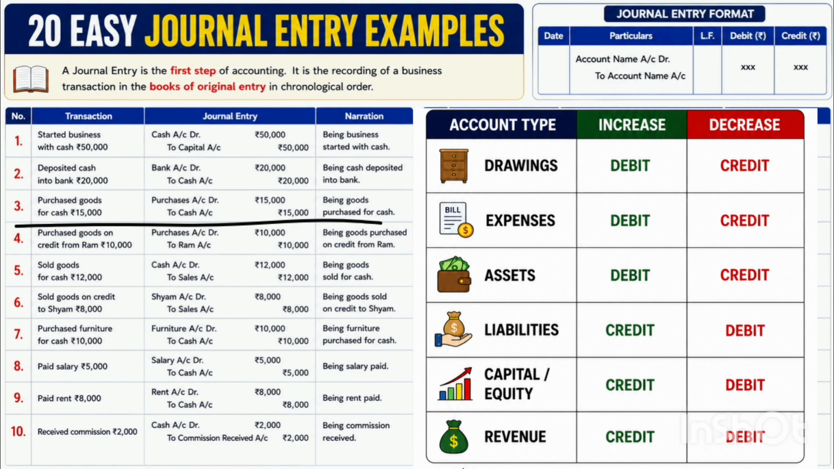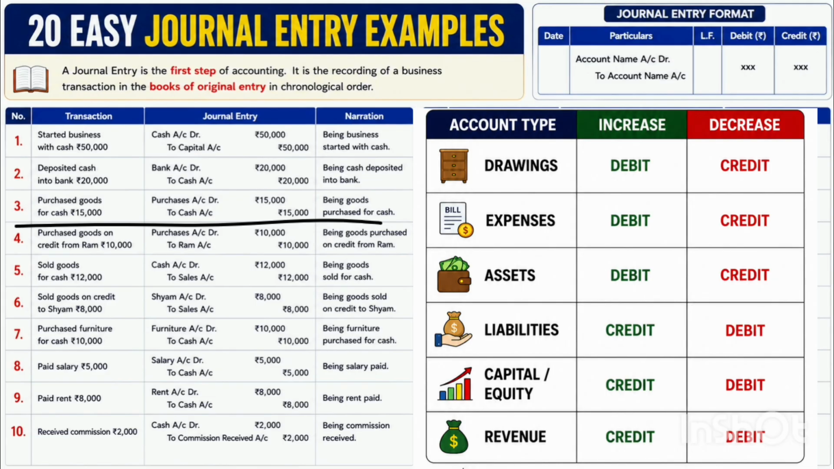Third one is purchase goods for rupees 15,000. Just remember one thing while doing accounting: whenever you see goods, these goods are for resale. We are not going to use them ourselves. So whenever you see the goods name, you have to take the purchase account. These goods we have purchased for reselling, so we take the purchase account for that.